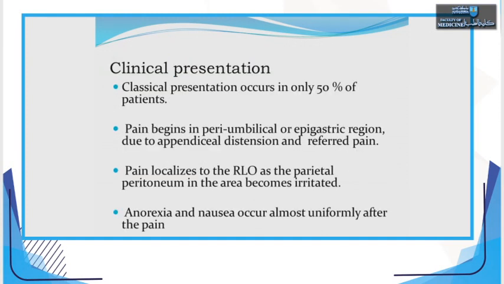As for clinical presentation, the classical presentation occurs in only 50% of the patients. Pain begins in the periumbilical or epigastric region due to appendicular distension, and this is a referred pain. Then the pain localizes to the right iliac fossa as the parietal peritoneum is irritated in the area by infection. Anorexia and nausea occur almost uniformly after the pain, and this is a very important symptom.